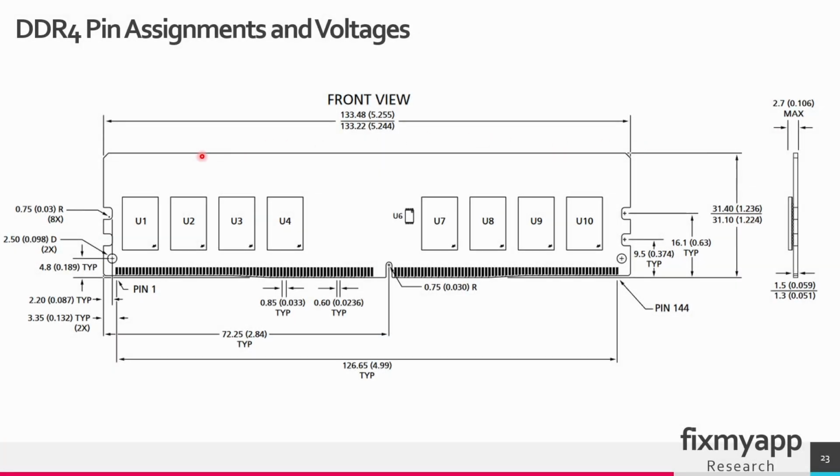This is a DDR4 memory module, and these are the memory chips, and this is the front side. So at the first pin, this is called pin 1, and the last pin is pin 144. The notch is located at the second row at the front side.